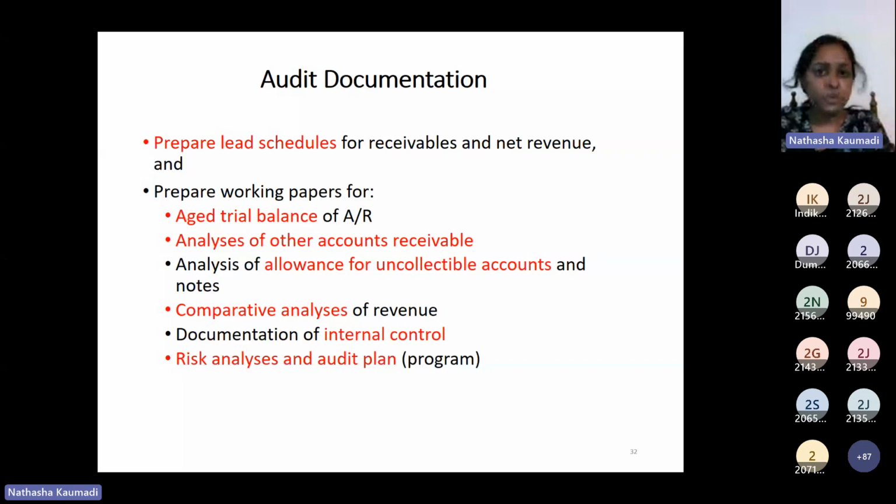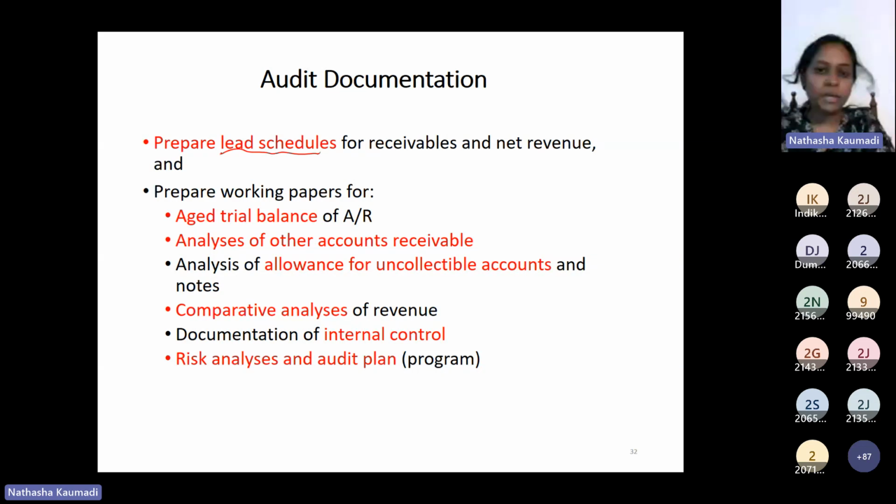How can you prove that you have checked all these things, you have verified all these assertions if you do not document them, right? So that is why audit working papers are very important. So prepare working papers. Before preparing working papers, you need to prepare the lead schedules. Now lead schedules means you need to show the values first.